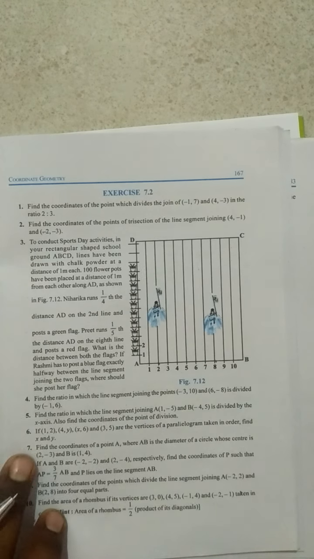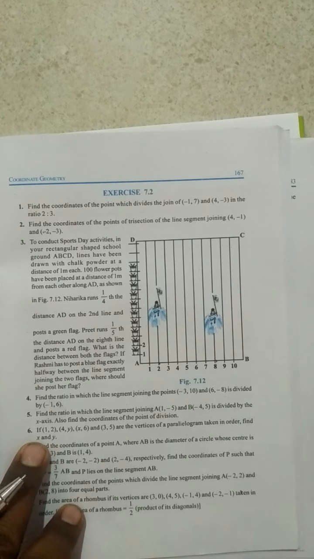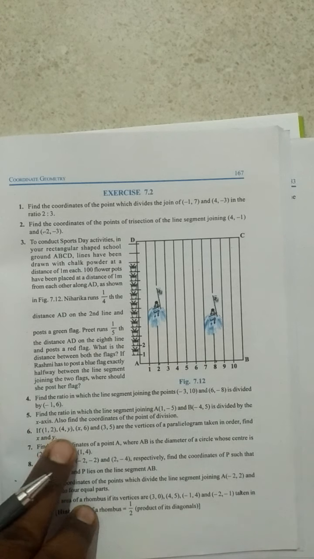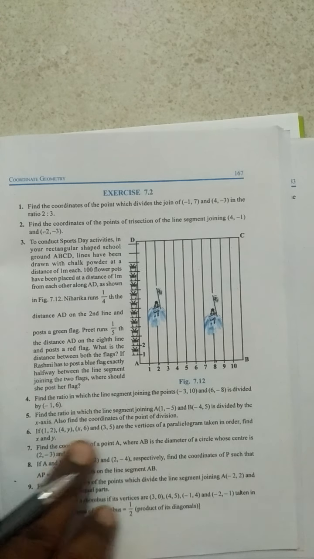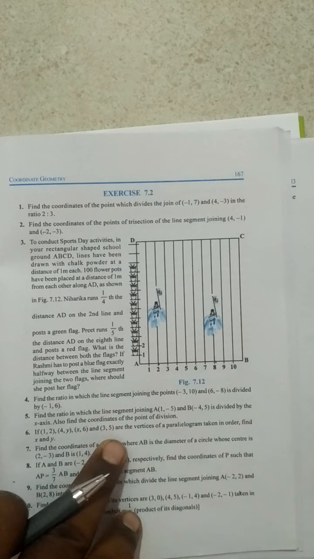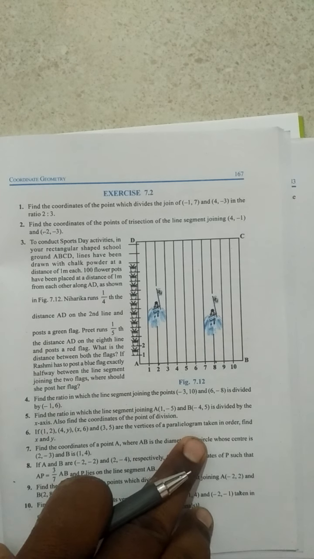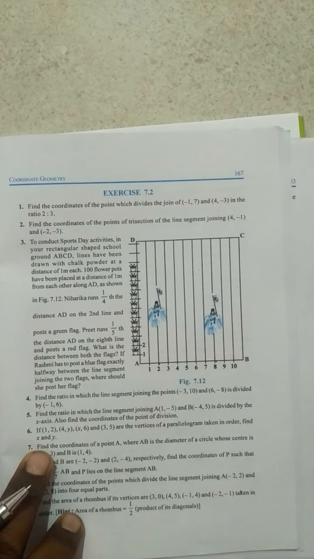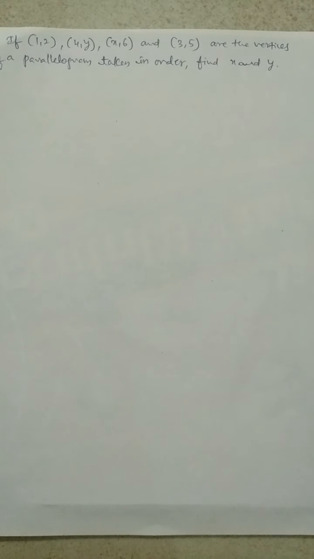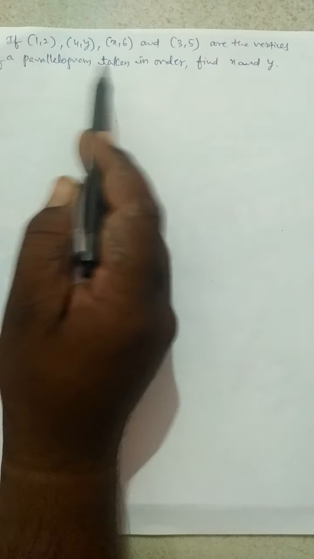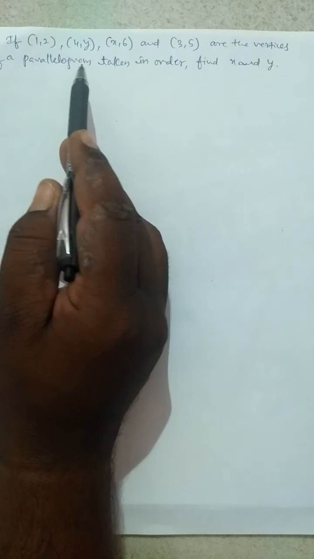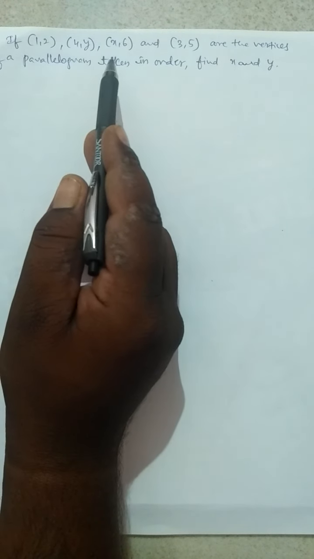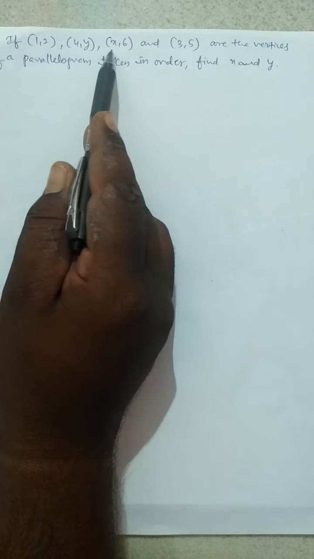Now we have to go for the sixth problem. See here, if 1 comma 2, 4 comma y, x comma 6 and 3 comma 5 are the vertices of a parallelogram taken in order, find the values of x and y. See here, 4 vertices are given. Those vertices are going to form a parallelogram. So we have to find out the value of unknowns x and y.